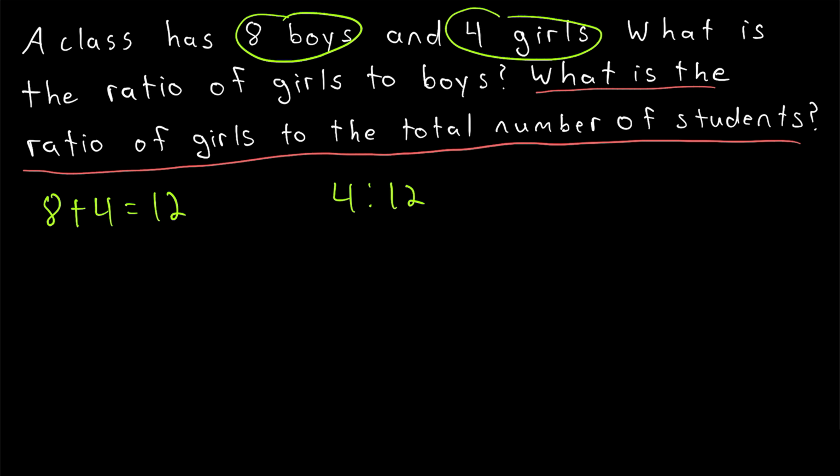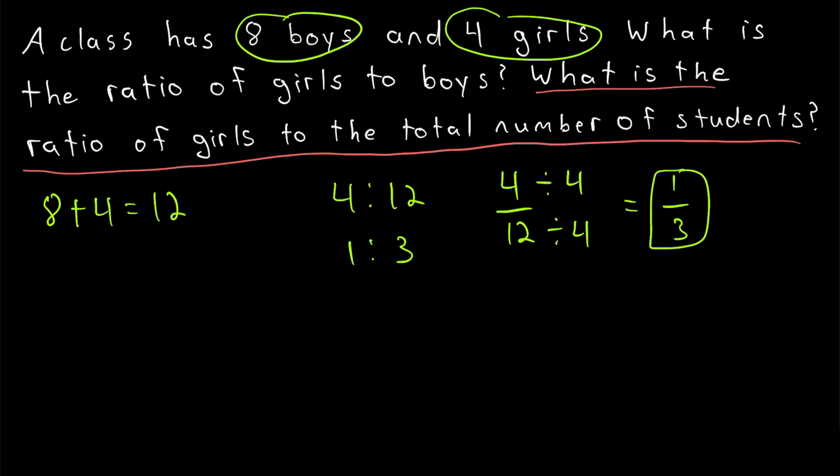Notice we could also reduce this ratio to 1/3, and it's kind of awkward to reduce a ratio that is not in fraction form, which is why this form is so handy. We could reduce it to 1/3 by dividing the numerator and denominator both by 4. 4 divided by 4 is 1, 12 divided by 4 is 3. So 1 out of every 3 students is a girl.